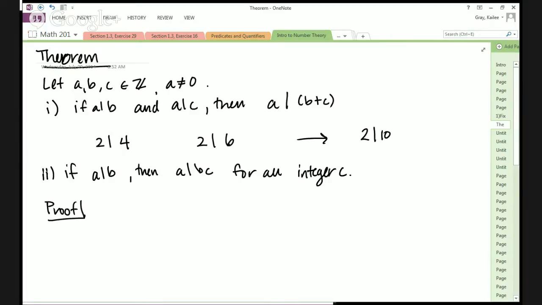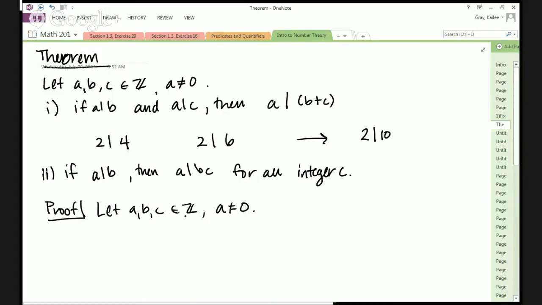I'm going to do a direct proof, so I'm going to start by assuming that A divides B. So I'm going to say let A, B, C be integers where A is non-zero. And that's going to come up a lot when we're talking about divisibility and doing different proofs within divisibility, because division by zero is undefined. So we've got to include that.